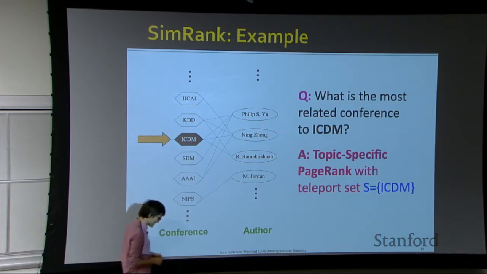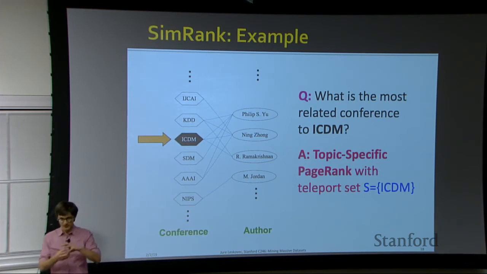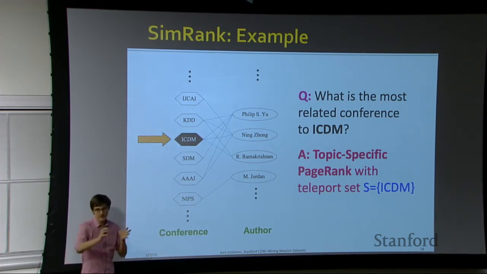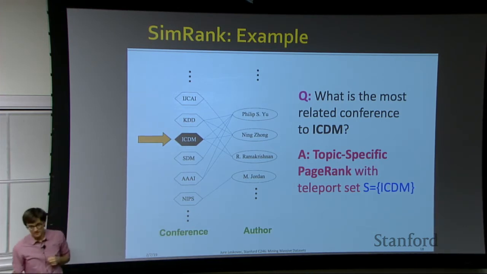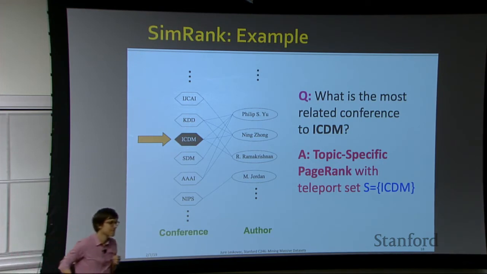So if you think about these random walkers, they have a lot of super cool properties. They discount for the degree, they discount for how long the path is, they account for there being multiple things in common, all these things nicely fused together. Good point, yes.